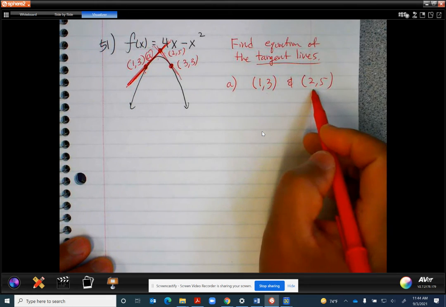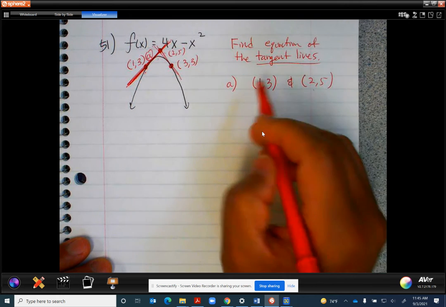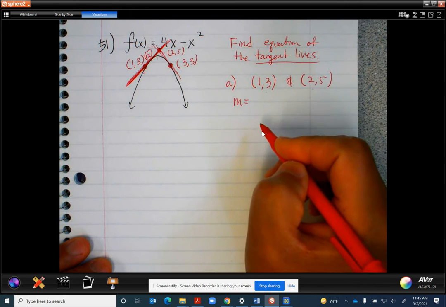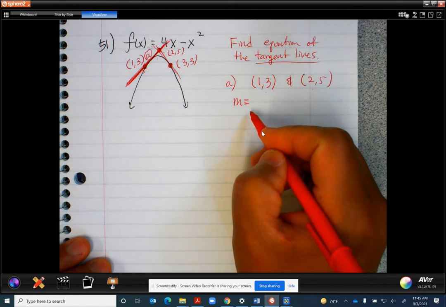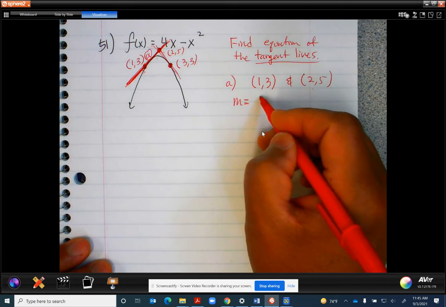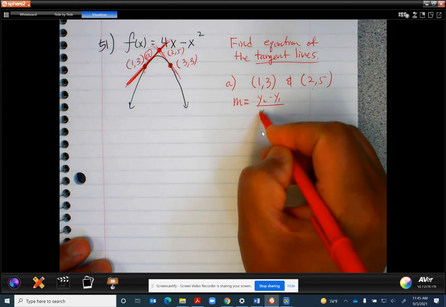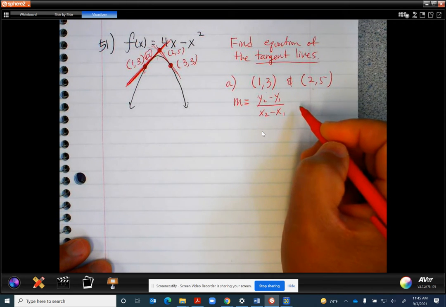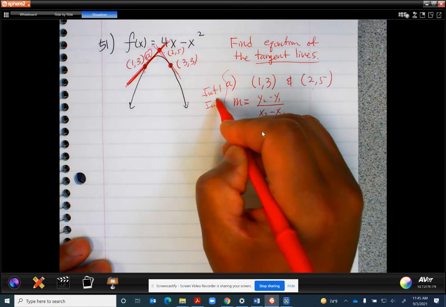So if you have 2 points, how do you find the equation of a line? You need a slope. How do you find the slope? You can use a slope formula, right? Or you can use a derivative. So you can go y2 minus y1 over x2 minus x1. You can use that. Okay, so this is from Integrated 1, Integrated maybe 2.